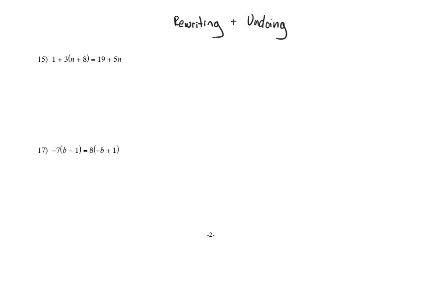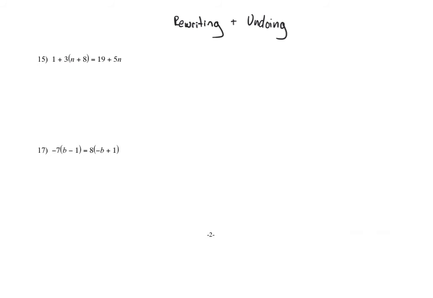For our final problem type, we're going to mostly use the ideas of rewriting and undoing. So given this equation, 1 plus 3 times the quantity n plus 8 is equal to 19 plus 5n, we want to solve for n. First, I am going to address any parentheses on both sides. So I see parentheses over here. That tells me the whole quantity, n plus 8, is being multiplied by this 3.